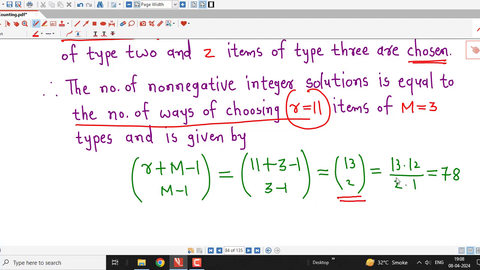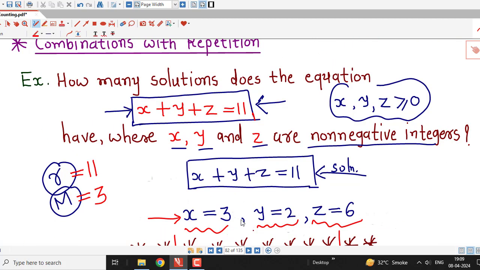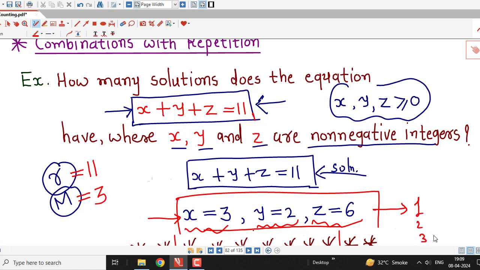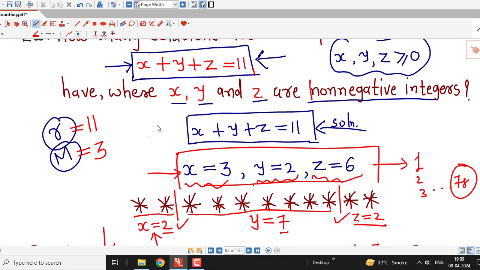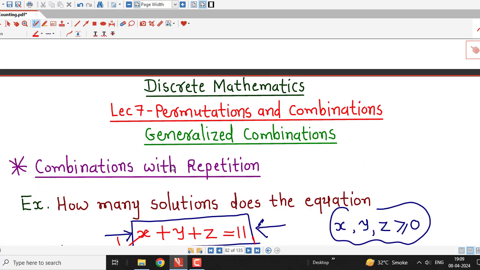that is 13c2, and 13 into 12, this will get cancelled, and we have total 78 non-negative integer solutions to the given equation. This is one possible equation. So we have exactly 78 non-negative integer solutions for this equation. So in this way we can apply this concept of generalized combinations or combinations with repetition in counting the number of non-negative integer solutions to this type of linear equation. So this is all about this session.